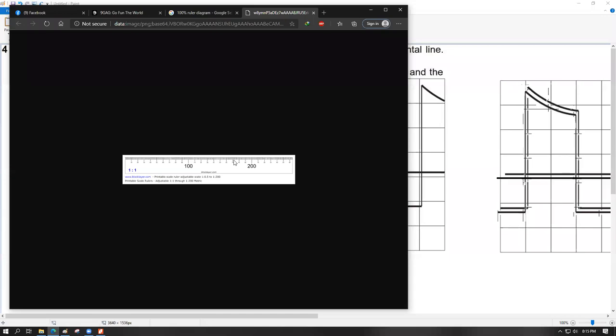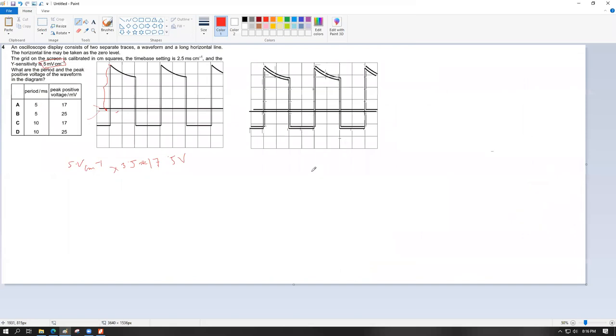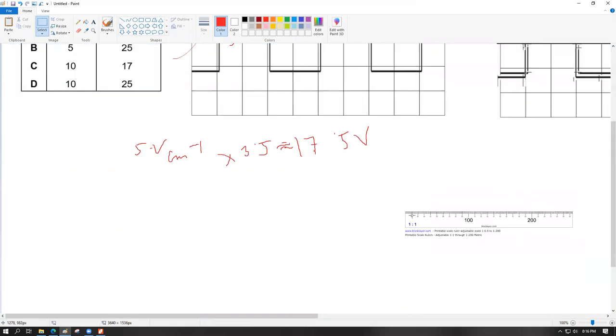I'm at a ruler, to scale. So, to sort of what I told you, Jonas had a scale a little... Okay, let's assume this is a 1:1 scale, because it says the printable scale rulers adjustable 1:1 to 1:2 to 200 metric. So I think this is exactly whatever we do.